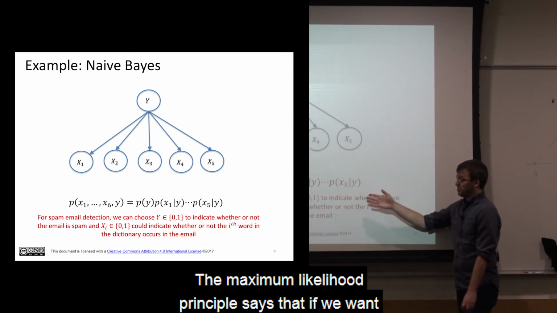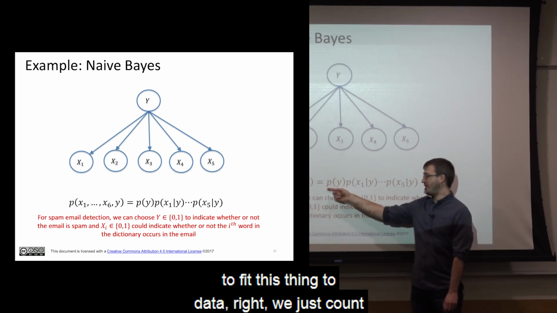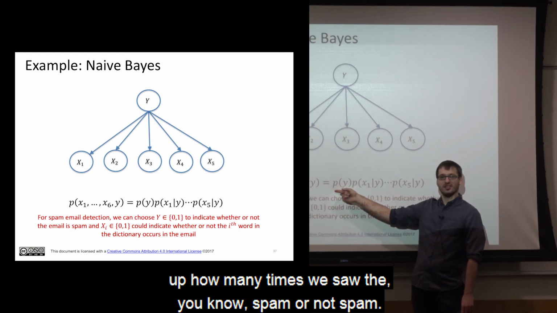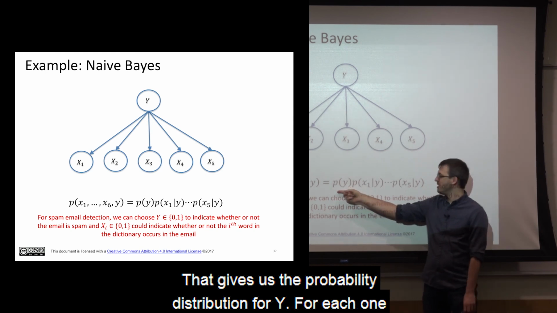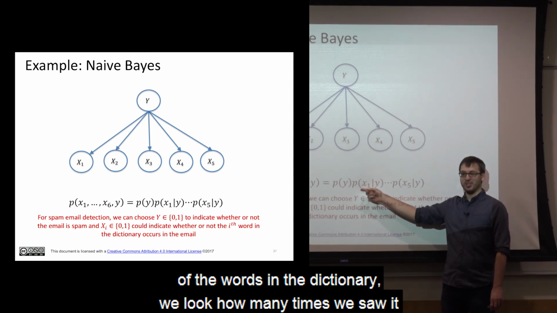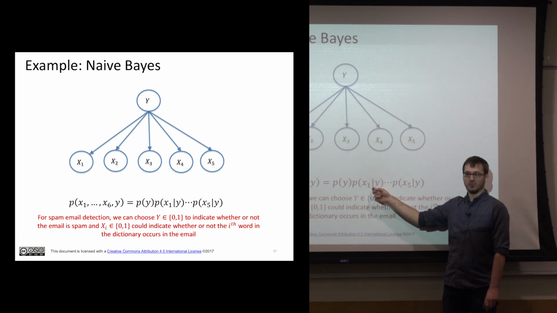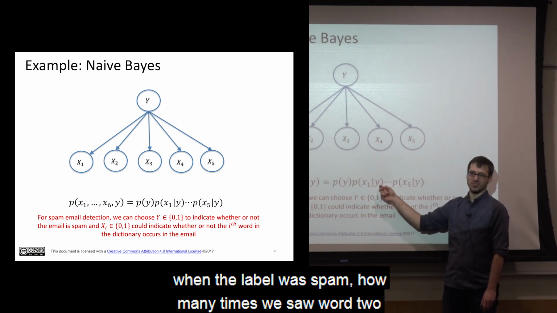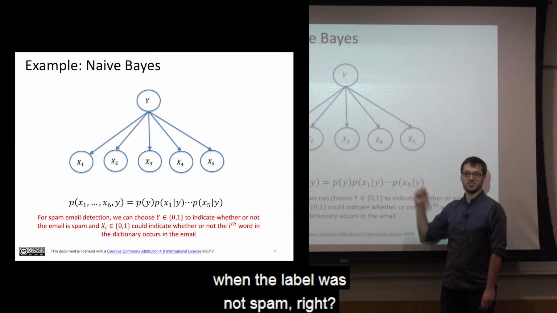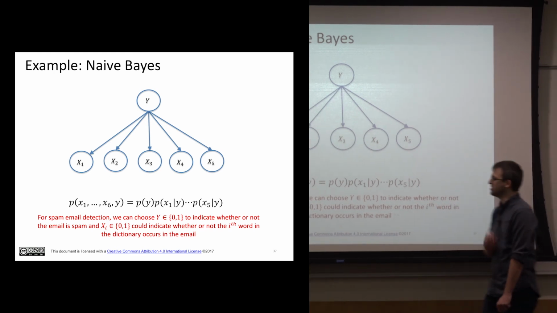The maximum likelihood principle says that if we want to fit this to data, we just count up how many times we saw spam or not spam. That gives us the probability distribution for y. For each one of the words in the dictionary, we look at how many times we saw it for each label. So we look at how many times we saw word 1 when the label was spam, how many times we saw word 2 when the label was not spam. That gives us this conditional probability distribution. So we just scan through the data to figure these things out.